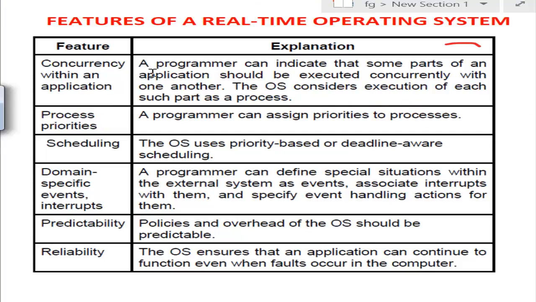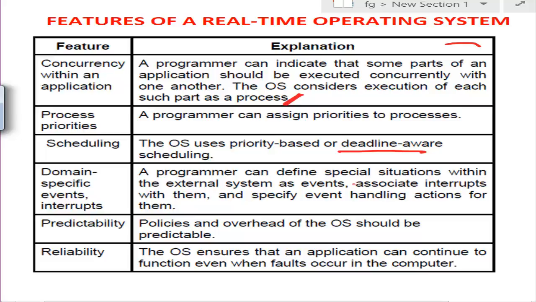So these are some features of real-time OSs. First, concurrency within an application: the programmer can indicate that some parts of the application should be executed concurrently, and the OS considers the execution of each such part as a separate process. Then we have process priorities. We can give priorities to processes and schedule them according to those priorities. The priorities are based on deadline-aware scheduling, where the closer the deadline, the higher the priority, and we try to finish that as early as possible.